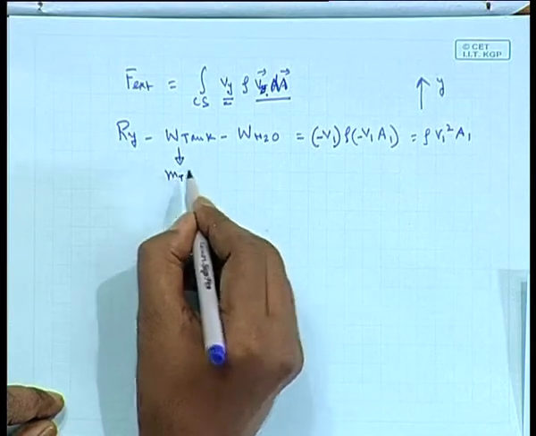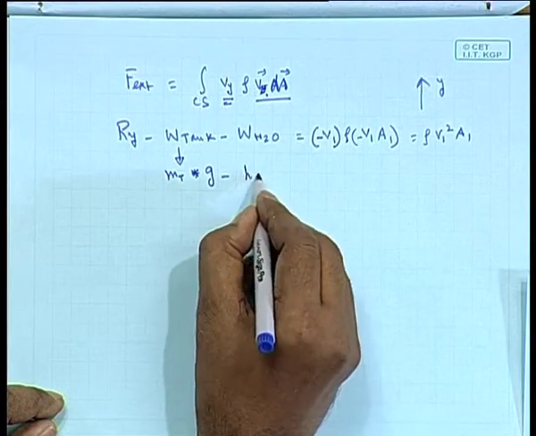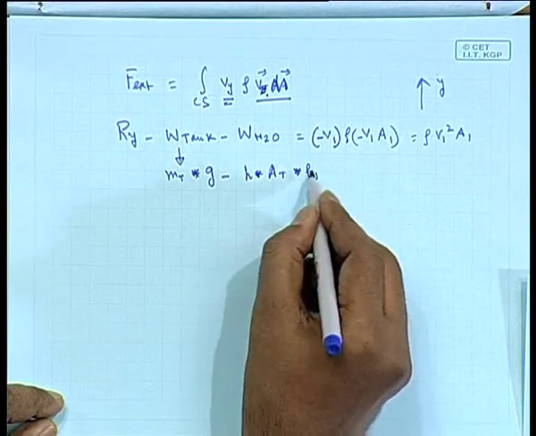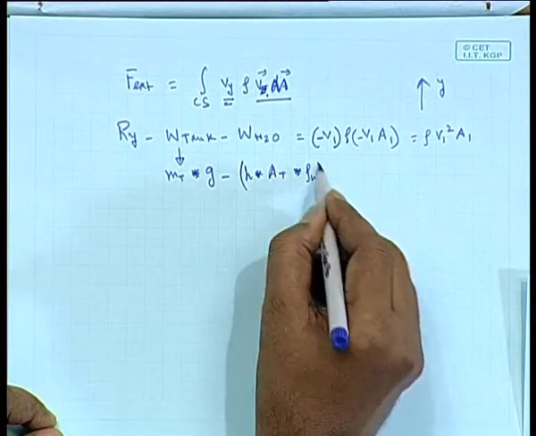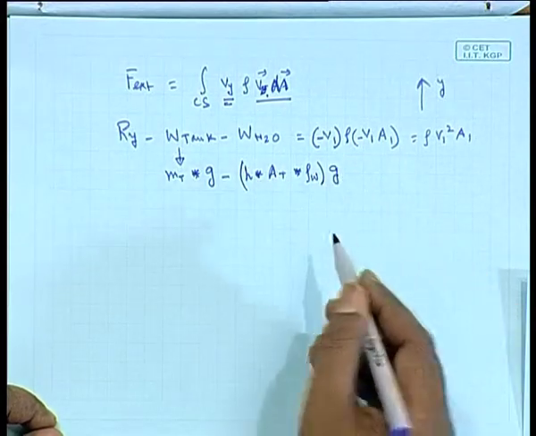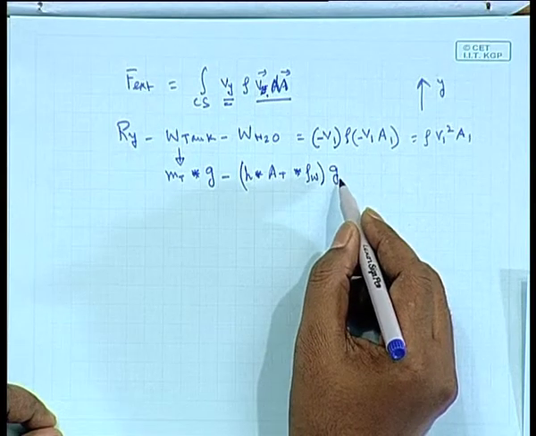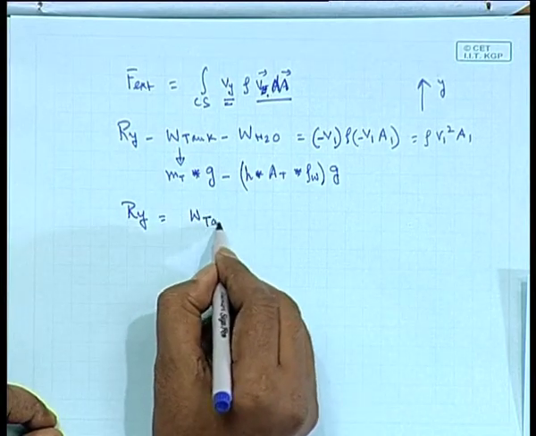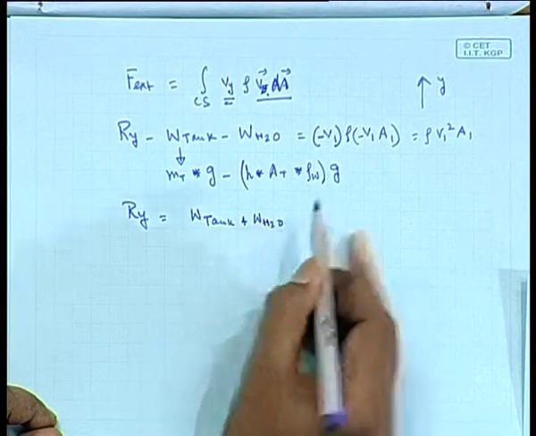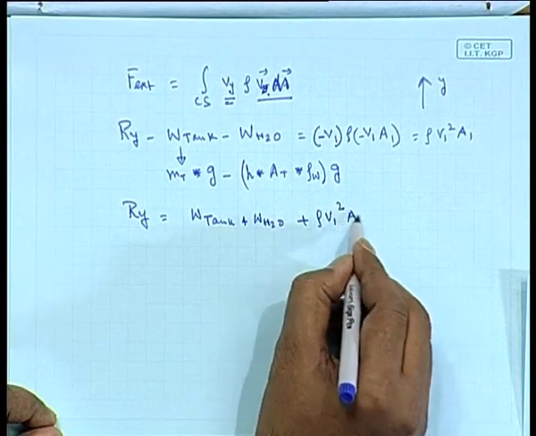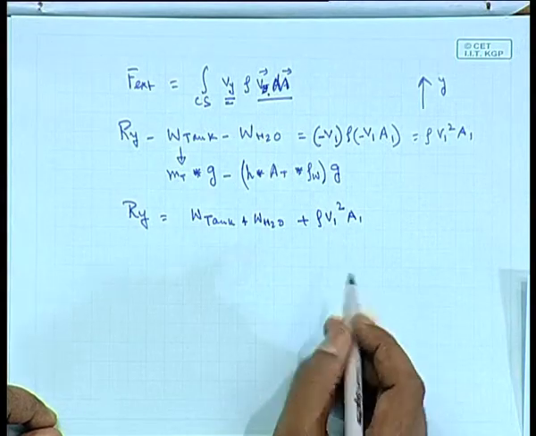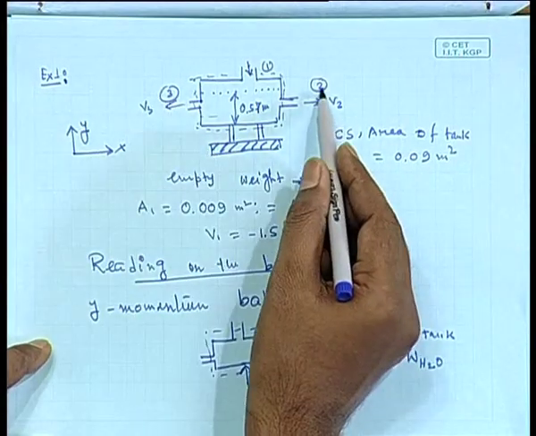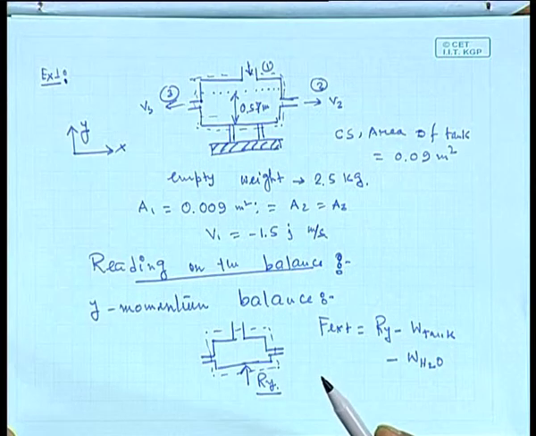That is M tank multiplied by G minus height times area of the tank times rho of water, that is the mass content of water multiplied by G, that will give you the weight. Okay. So Ry will be W tank plus W H2O plus rho V1 square A1. Okay. So basically the effect of water flowing out through ports 2 and 3 will not matter, because you are doing a y momentum balance, they are not coming into picture.